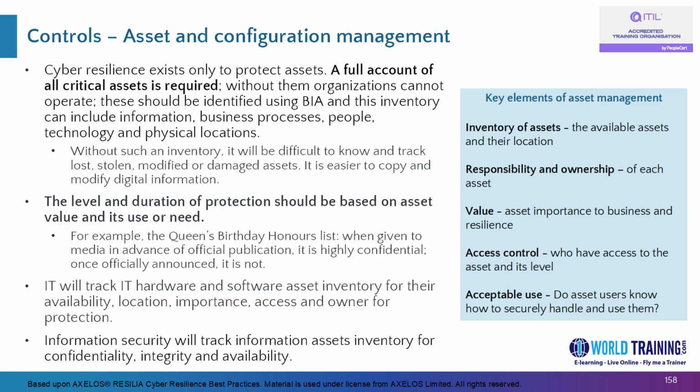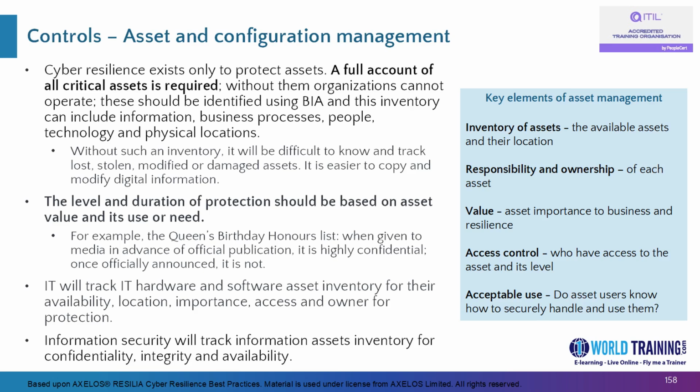The IT department will track IT hardware and software asset inventory for their availability, location, importance, access, and owner for protection. Usually, they will maintain some kind of asset register or a file with all this information in it. Whereas information security will track information assets inventory for confidentiality, integrity, and availability of those assets.